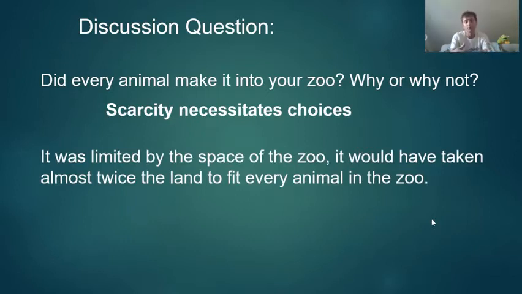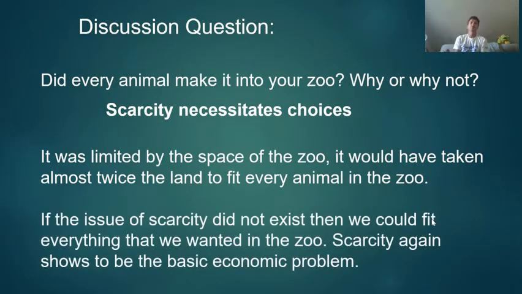So what you were limited by here was the space of your zoo. It would have taken at least about twice the amount of land I gave you to fit every single animal in the zoo because you needed a pair in order to keep them alive. So if we could have fit everything, if we had unlimited resources, then of course we wouldn't have had the problem of scarcity. But because we have limited resources, that is why scarcity exists. It's the basic economic problem. We have unlimited wants on one hand, but limited resources. This is something that's going to come up frequently in our discussions.